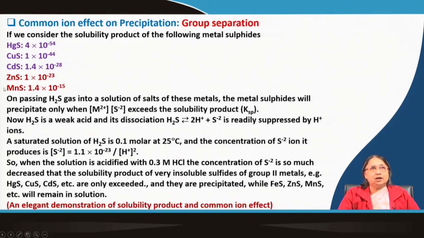If you have a mixture of all these, then sulphides of only these three metals will be precipitated under acidic condition when you pass the H2S gas. Okay. But the others will not be precipitated, FeS, ZnS, MnS etc. will remain in solution. They will remain in solution, but they will precipitate later. Okay. This is an elegant demonstration of solubility product and common ion effect, which has been used in group separation in analytical chemistry.